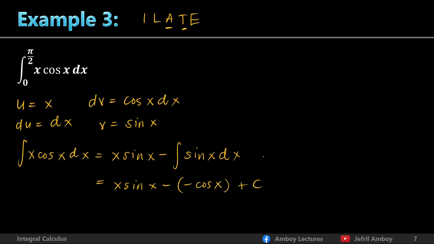Of course, lagyan natin ang constant of integration. Now, sulat na natin yung entire expression. The integral of x cosine of x dx is equal to x sine x minus minus becomes positive, and then cosine of x plus c. That's it. So again, we have a new formula here because this is commonly occurring.